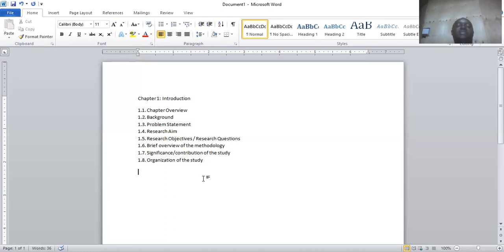So for 15,000 words, for example, if you are writing 15,000 words for your dissertation, this section is supposed to be 1,000 words. If you're doing 10,000 words, this is supposed to be 1,000 words as well, so that you can cover everything in detail and give the reader a brief of what the project is going to cover. So I think that's what you're supposed to know as far as the introduction is concerned.